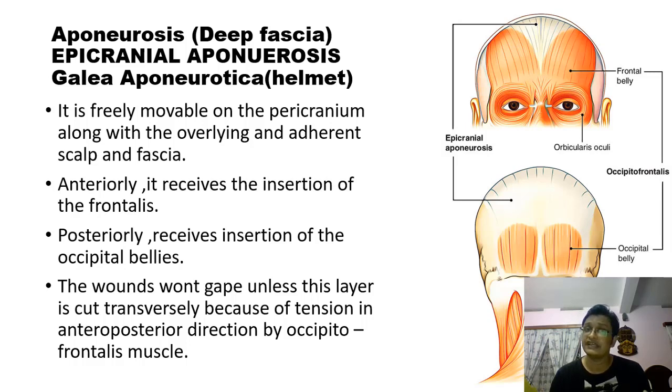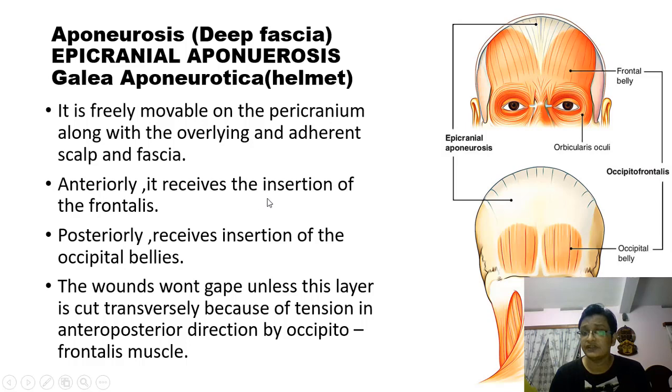Coming to another layer, the aponeurosis is also called deep fascia, or epicranial aponeurosis, or also galea aponeurotica. A lot of names. The meaning of galea aponeurotica is helmet, a Latin term, I think. If you see in this diagram, that is the frontal belly, and in the occipital region is the occipital belly. This aponeurosis layer is freely movable on the pericranium along with the overlying adherent scalp and fascia.